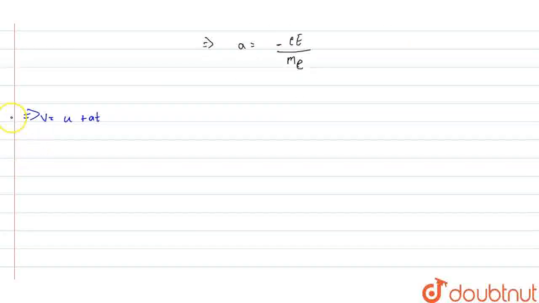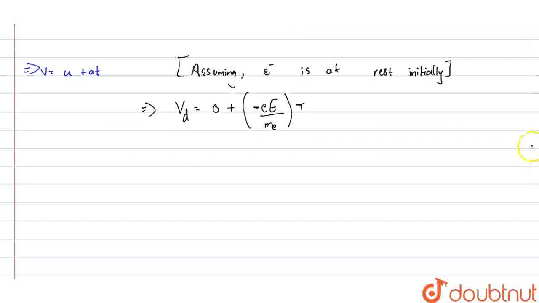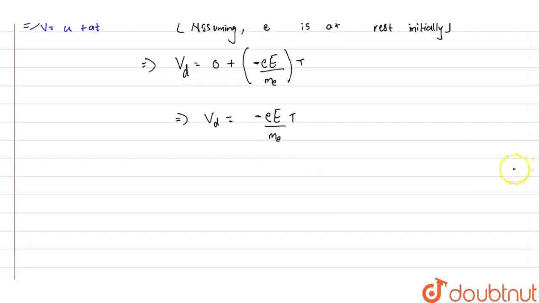Substituting all of these, assuming the electron is at rest initially, we get Vd, the drift velocity, equals 0 plus the expression for acceleration, which is negative of electron charge times the electric field by the mass of the electron, times the relaxation time, denoted by T. Simplifying, we get Vd equals negative of small e times capital E by m e times T.